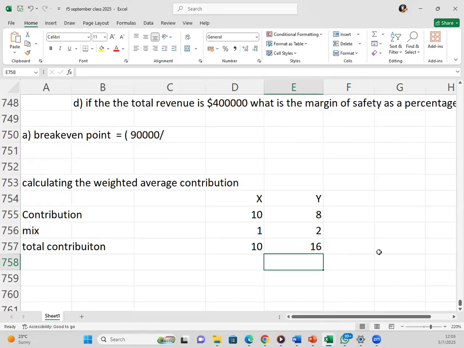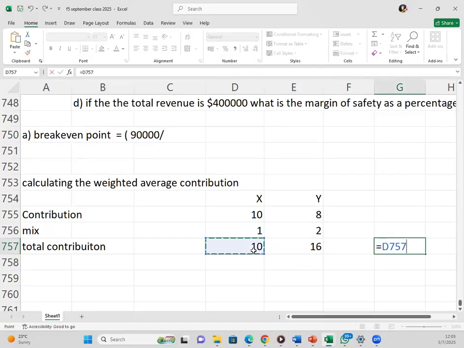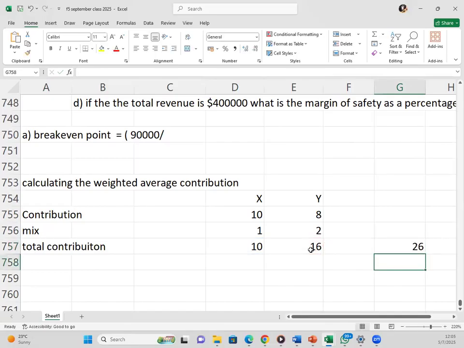So it means in total, what's your contribution? From X and Y, you have made a contribution of 26. But how many units have you sold altogether? The units you have sold: 1 for X and 2 for Y. You have sold 3 units.